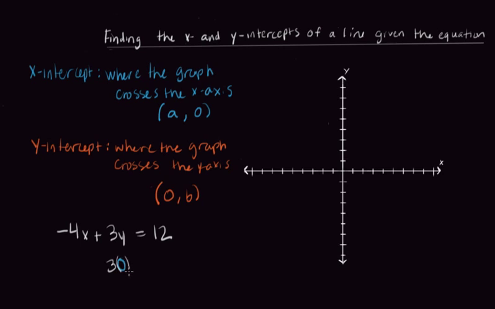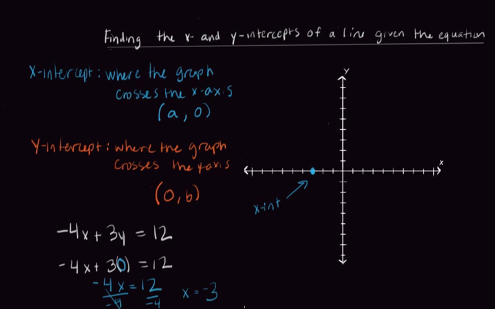So negative 4x plus 3 times 0 equals 12. Okay, so then we'll get negative 4x equals 12, and then divide by negative 4. So we get x equals negative 3. So in this case, x equals negative 3 and y equals 0. That is our x-intercept.